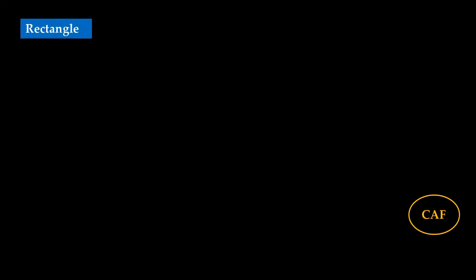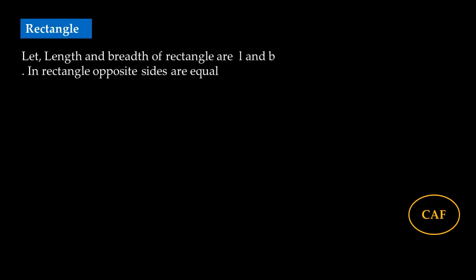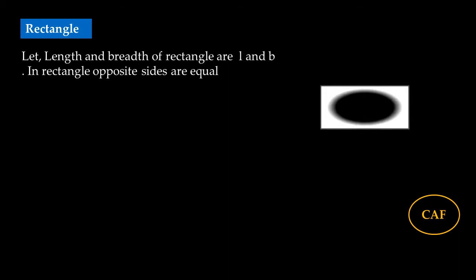Next one is rectangle. The length and breadth of the rectangle are L and B. Okay, so if you see this diagram, this is what I am taking as the rectangle, and if you see this one, whatever opposite sides are there, those are looking equal, meaning equal in length. Okay, meaning AB is equal to DC and BC is equal to AD.